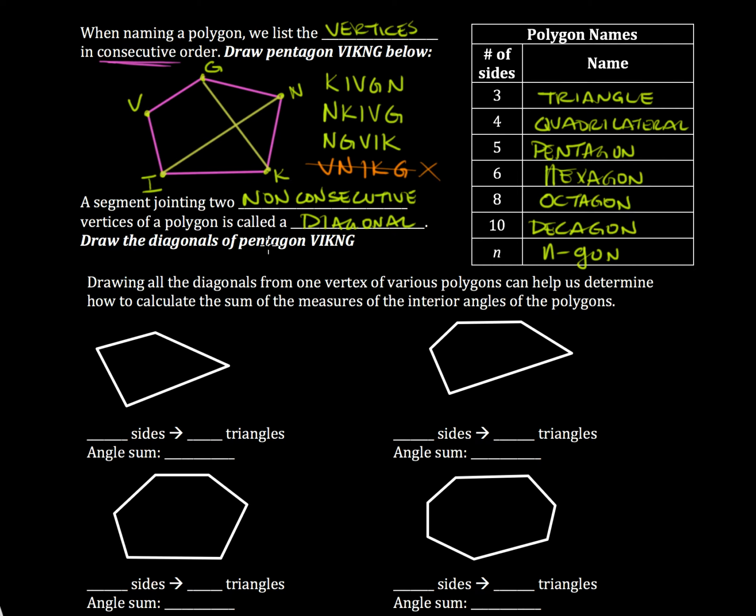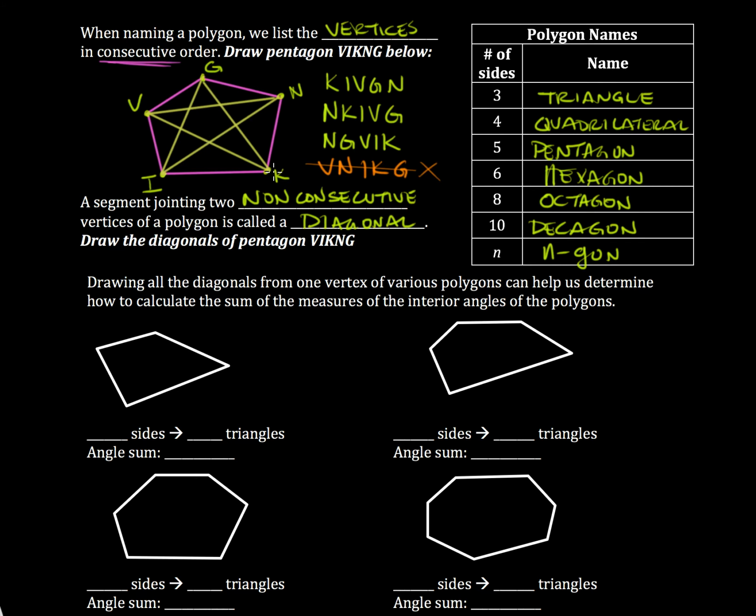So if I wanted to draw all the diagonals of this pentagon, I already got 2 of them there. I need to connect G to I, and I need to connect V to N, and I need to connect K to V, and that should be all of them. Look, I made a nice little pretty star in there.